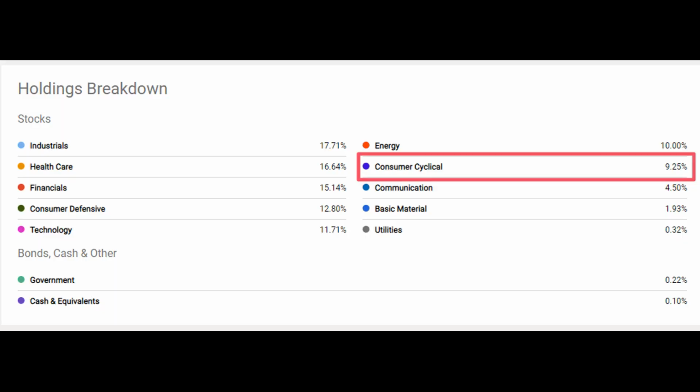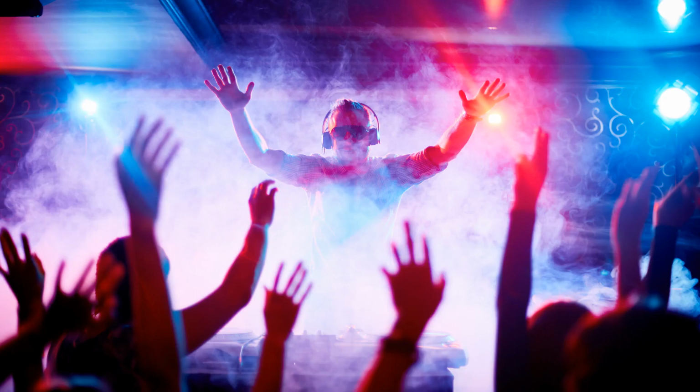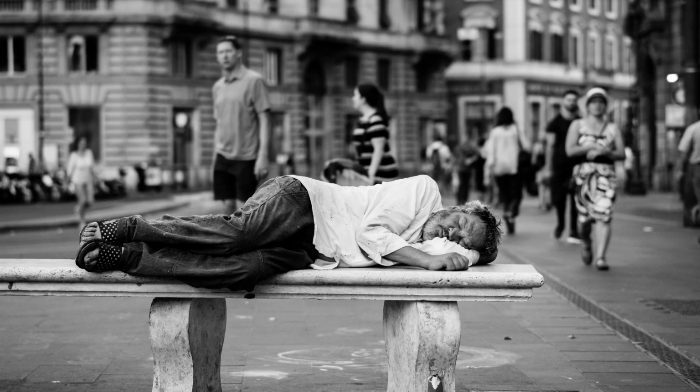The next sector is consumer cyclical, also known as consumer discretionary. The name pretty much explains it. The consumer cyclical sector includes companies that provide products and services considered non-essential or wants rather than needs. Think luxury items, travel, entertainment, etc. Consumer cyclical companies are, surprise, highly cyclical, meaning their performance is closely tied to economic conditions. During economic expansions, people tend to spend more on discretionary items, benefiting this sector. However, during economic downturns, consumers cut back on discretionary spending, impacting the sales and profitability of the companies.